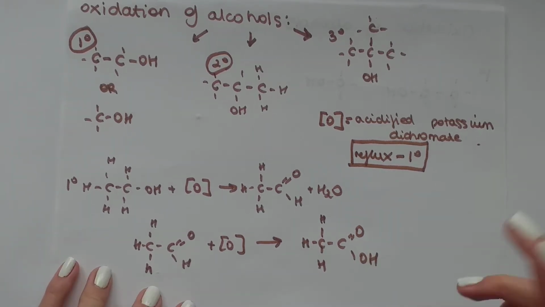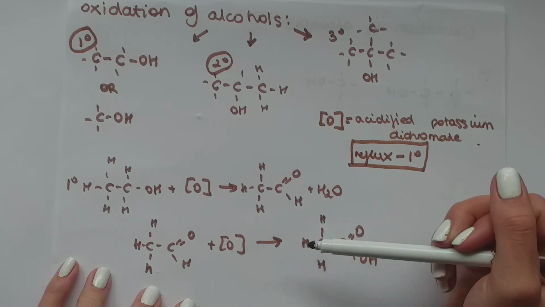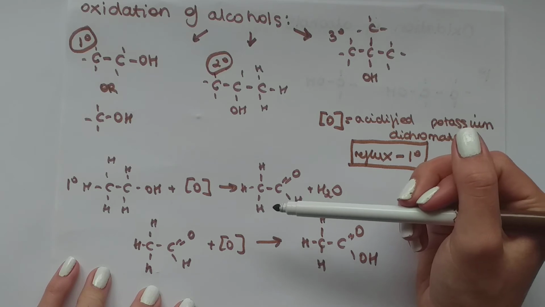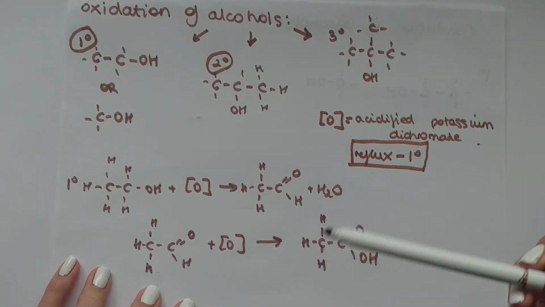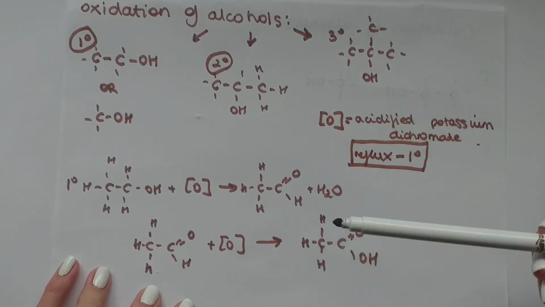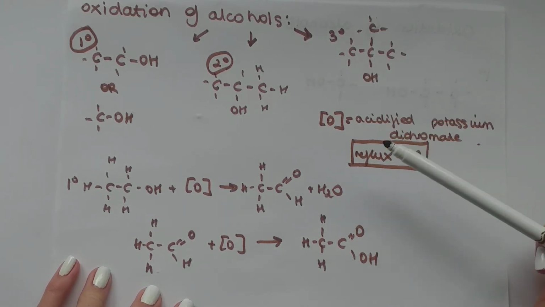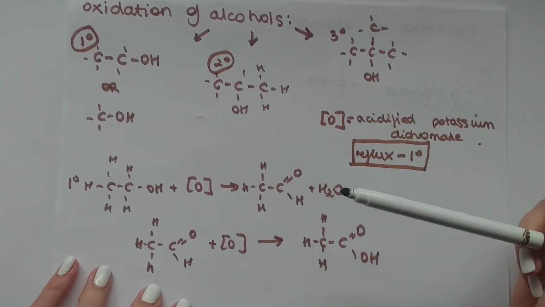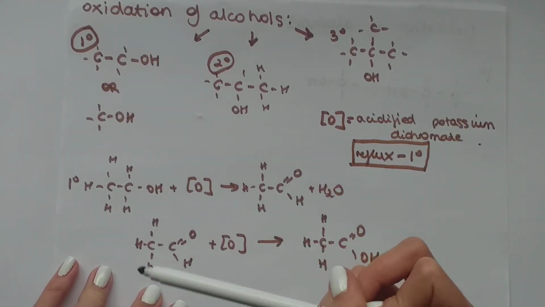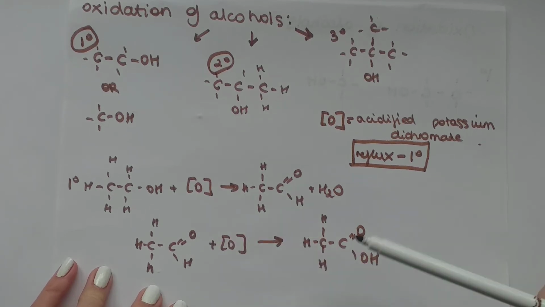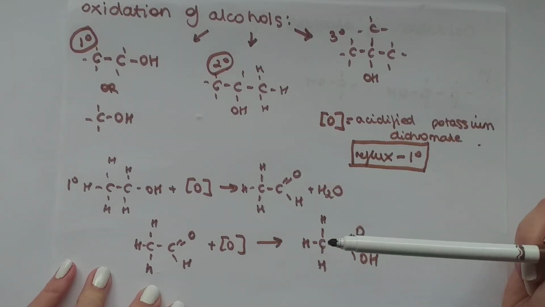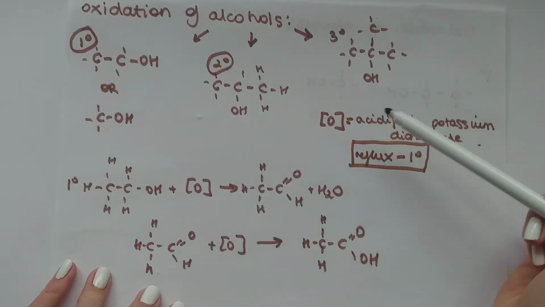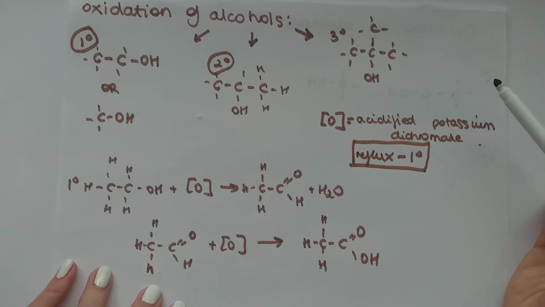So reflux is needed in this situation because if you use reflux, after you form your aldehyde, the products will continually condense and evaporate. Therefore, the reaction can be done further. If we didn't have reflux and we formed aldehyde, the aldehyde would evaporate. We wouldn't have the aldehyde to then oxidize again to form a carboxylic acid. So if you want to form a carboxylic acid, you have to use reflux. The O that we have here is always acidified potassium dichromate.